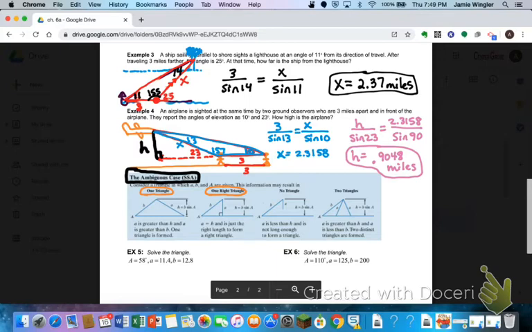Sometimes the given information may produce a side that's too short and doesn't touch the other side, so no triangle exists at all. And then the other times, and these are the ones that are harder to figure out, are when there are two sets of angles, because two triangles could exist with the given information.